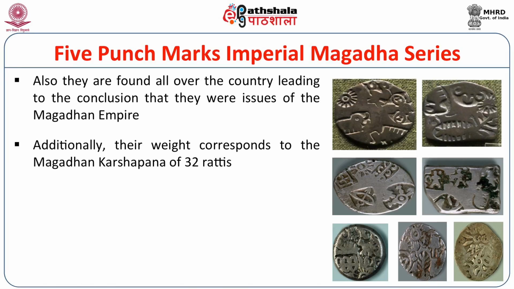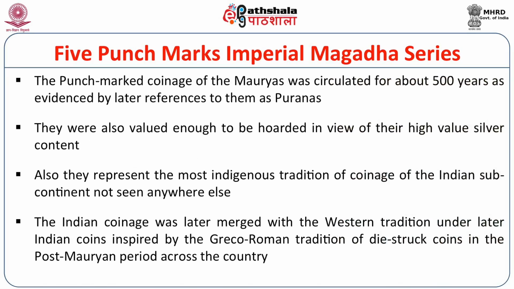So the punchmark coinage is believed to have circulated for about 500 years, and hence it can be termed the earliest coinage tradition of India, becoming the main coinage, which was largely different from the Western tradition, that is the Greco-Roman tradition of die-struck coins, which basically inspired and guided the later coins of India in the post-Mauryan period. And also later we find a cast coinage which was experimented with in the country. Possibly a connection to the Chinese may have existed in the post-Mauryan period.